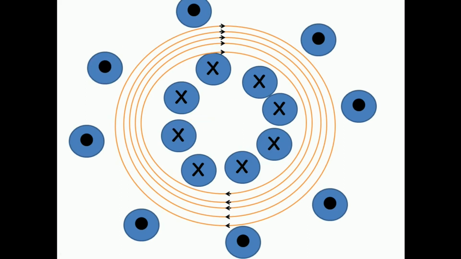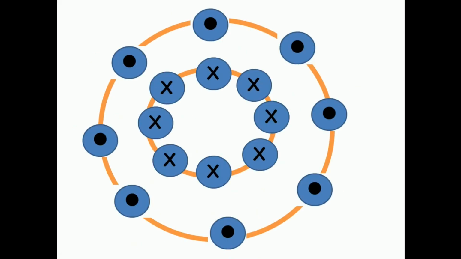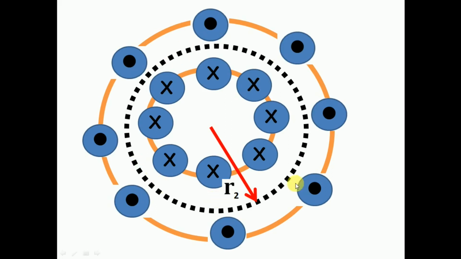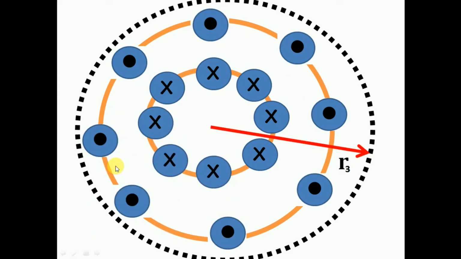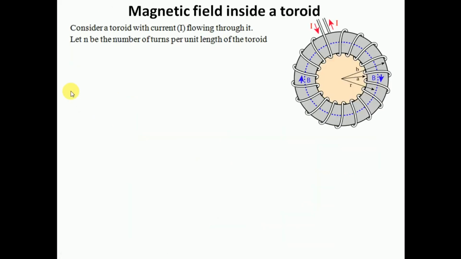Now we will derive the expression for the magnetic field. To derive the expression, we'll consider a toroid, and we consider three regions. Region number one is just inside the toroid, region number two is the region inside the toroid where the magnetic field is there, and the third region is the region outside the toroid. We'll consider a toroid with current I flowing through it, and we'll consider there are n turns per unit length. So we can write this formula: n is equal to the number of turns divided by the length.